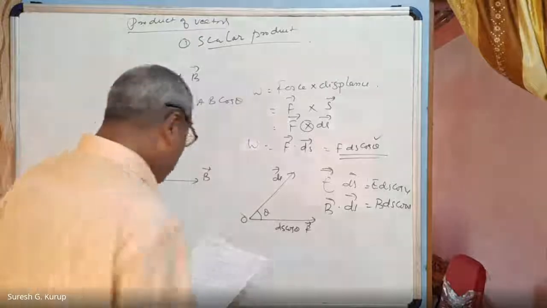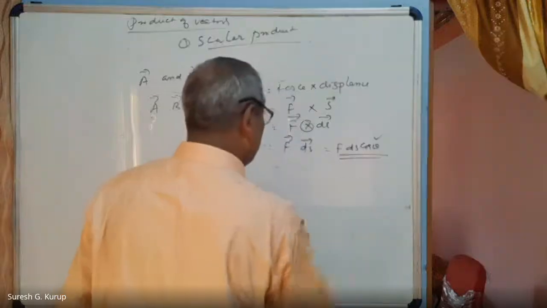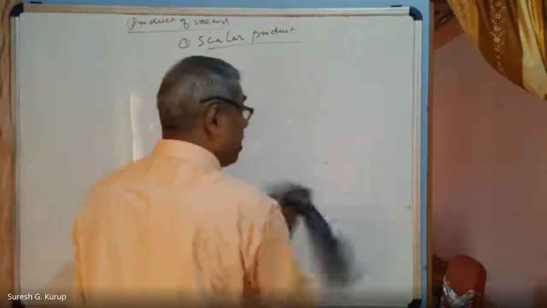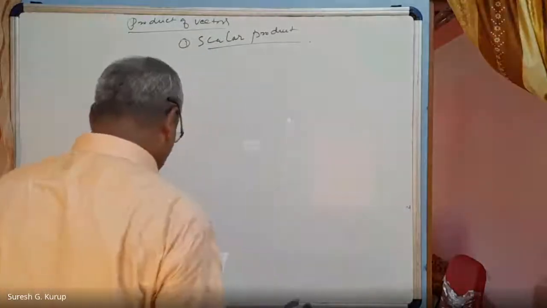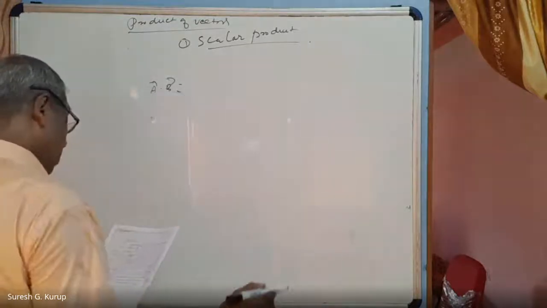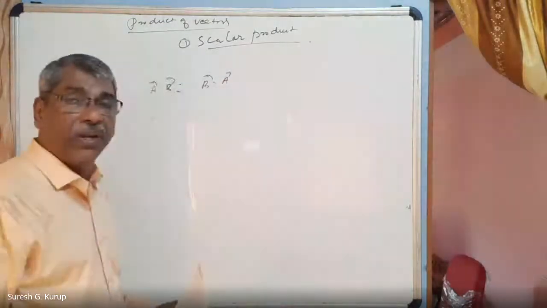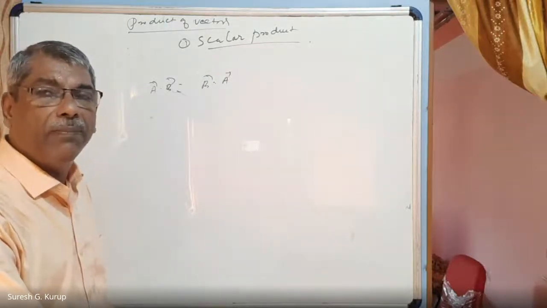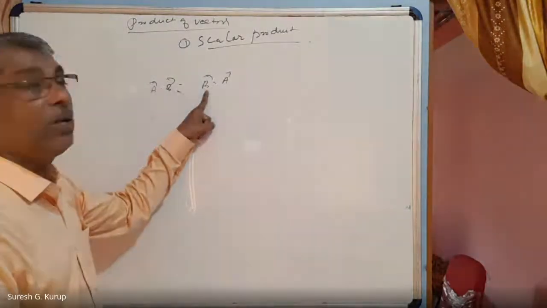Am I correct? So there are many properties of the dot product of two vectors, properties 1, 2, 3, 4, 5, etc. That I am going to explain today. First, vector A dot vector B is equal to vector B dot vector A. This is the commutative property. That means when the terms are changed, the value will not change, because scalar product depends only on the magnitudes. Therefore, vector A dot vector B is equal to vector B dot vector A.